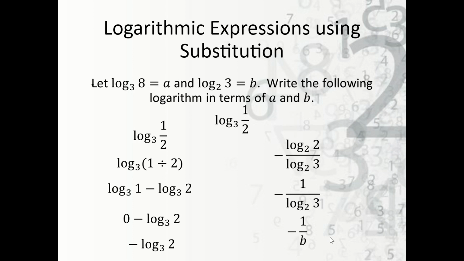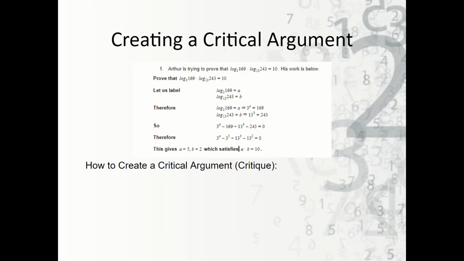So that's how we can use the substitution to solve these things. Now we're going to be looking at, in this case, Arthur's proof of how he was able to solve this logarithmic expression. And what we're going to do is create an argument of the validity of his proof. So how do we create a critical argument?